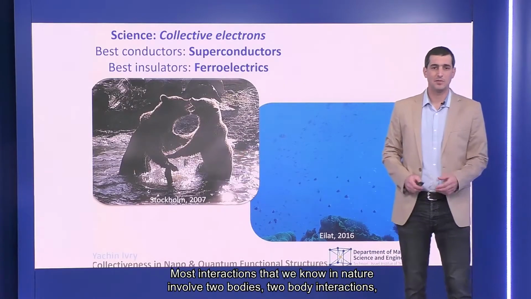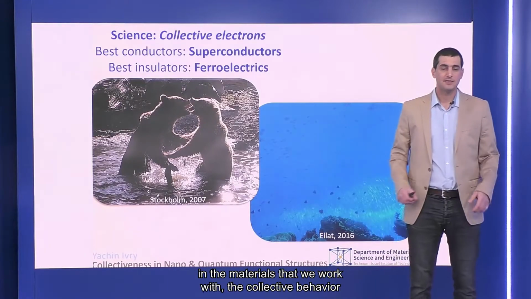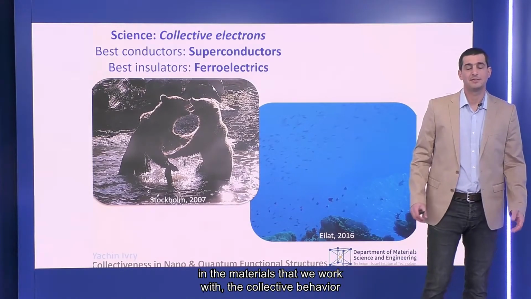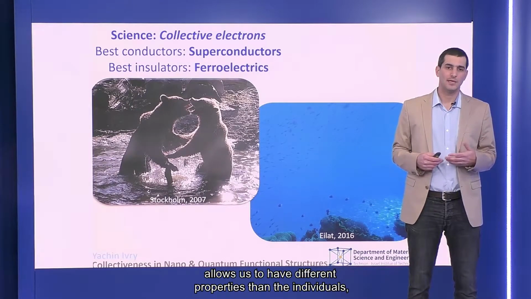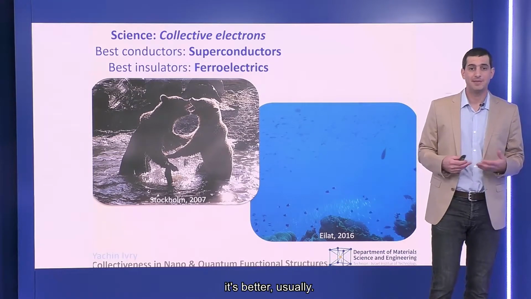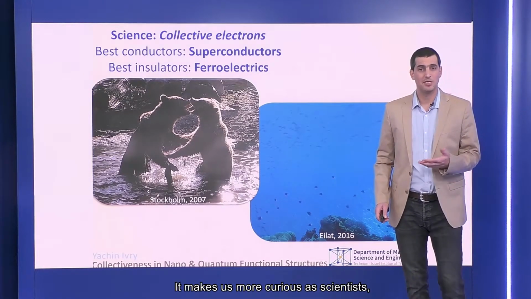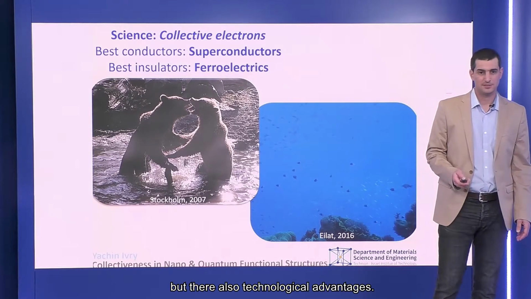Most interactions that we know in nature involve two-body interactions. In the materials that we work with, the collective behavior allows us to have different properties than the individuals. It's usually better. It makes us more curious as scientists, but there are also technological advantages.